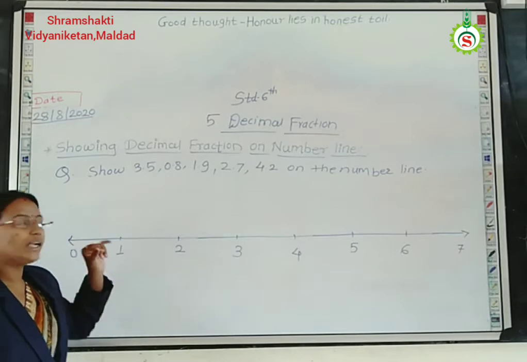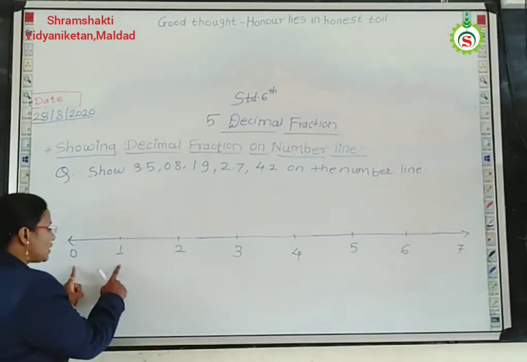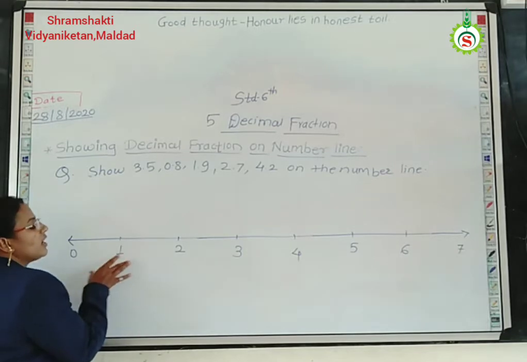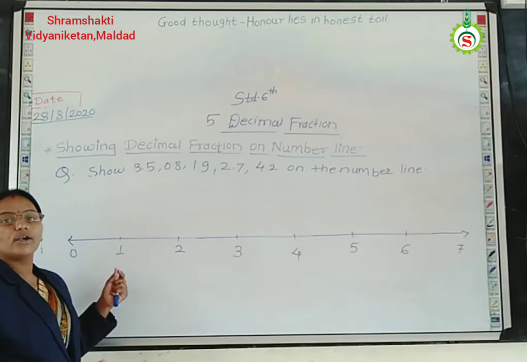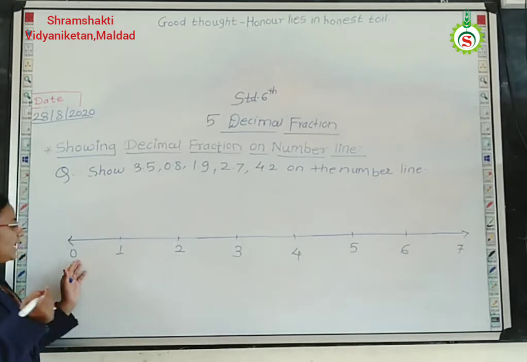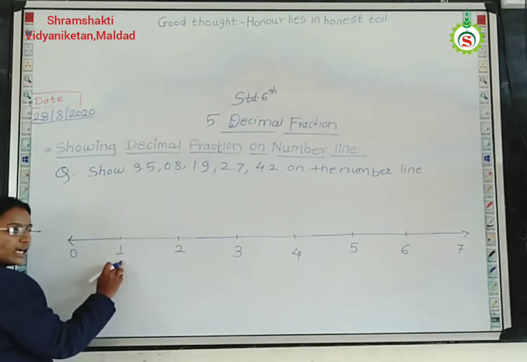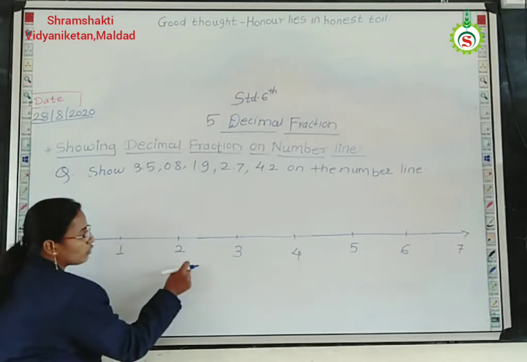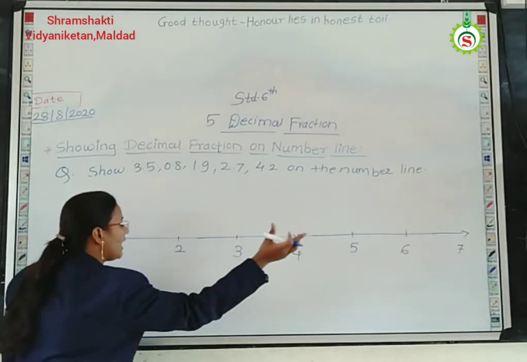So what should I do here? I should divide each unit, means 0 to 1, 1 to 2, 2 to 3 like this, each unit into 10 equal parts. See how I divide each unit into 10 equal parts. First, 0 to 1 contains 10 lines. Then 1 to 2 also contains 10 lines. 2 to 3, 10, 10 like this.